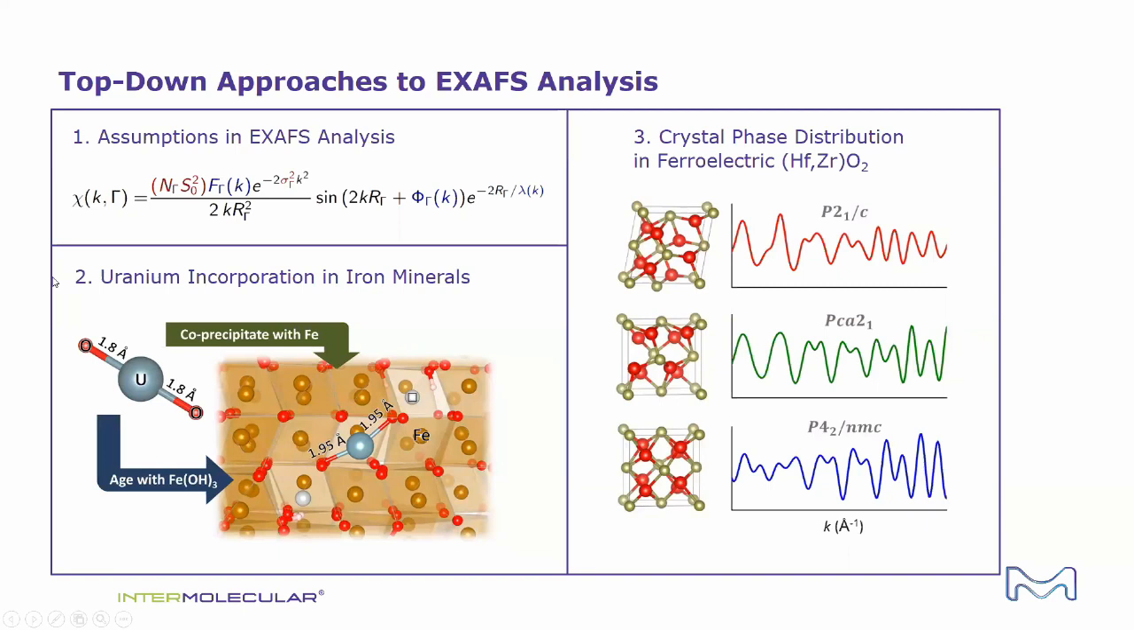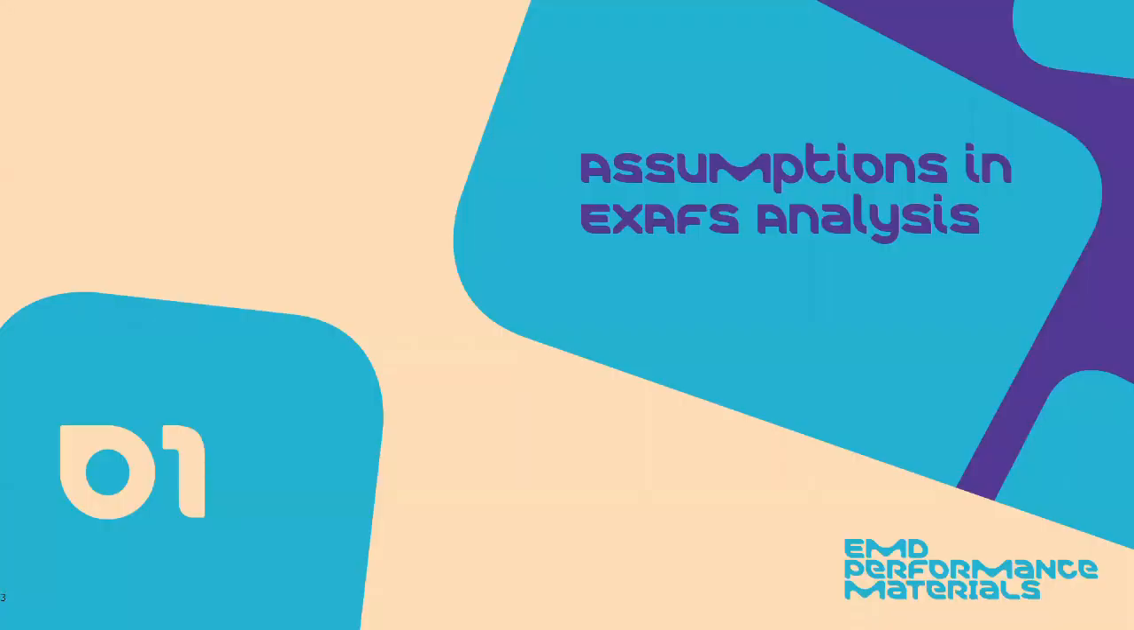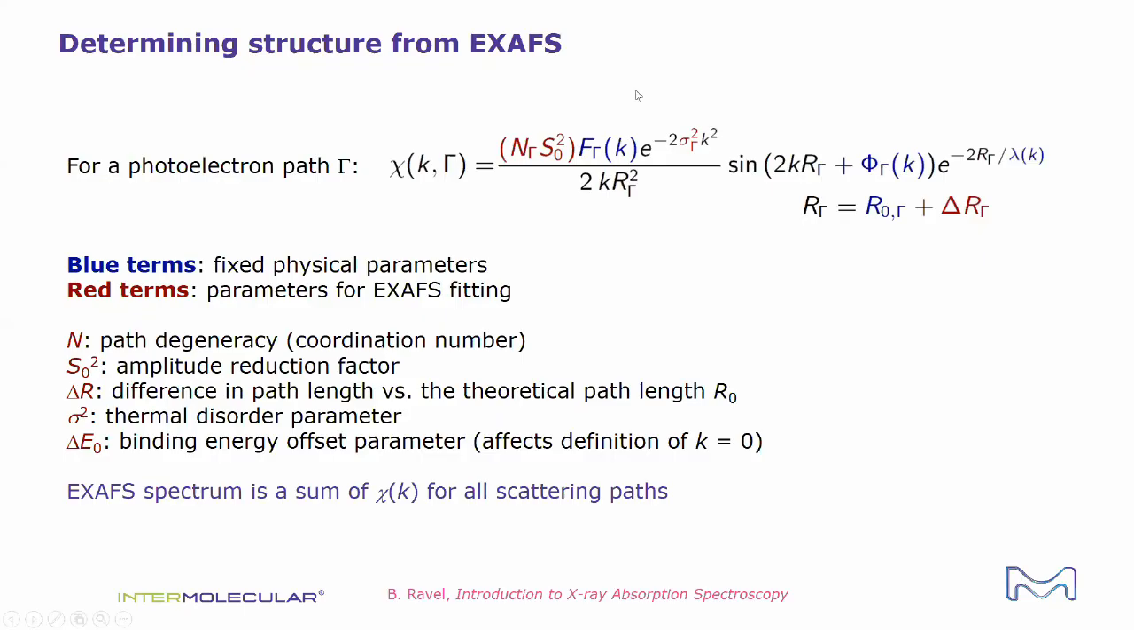One is an example from geochemistry, where we're looking at uranium incorporation in iron oxides and oxyhydroxide minerals. And then I'll discuss an example from our work at Intermolecular, where we were looking at ferroelectric materials for logic and memory. So first off, assumptions in XAS analysis.